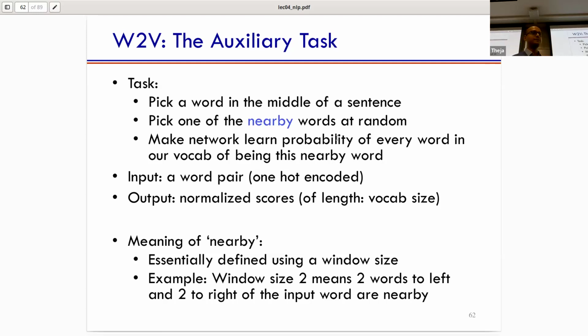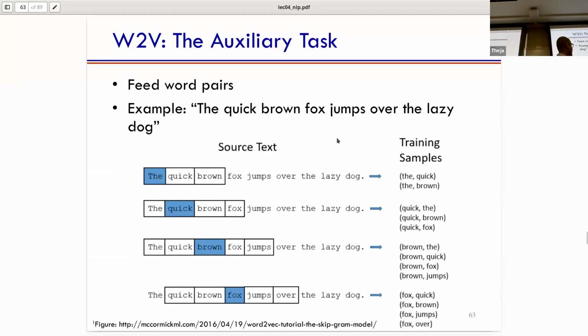Okay, that's what we want. So this nearby is just a window size of 2 to the left, 2 to the right. So that's just a minor detail. So here's an example to show what the auxiliary task is. The auxiliary task is, let's look at, let's say, the third sentence here.